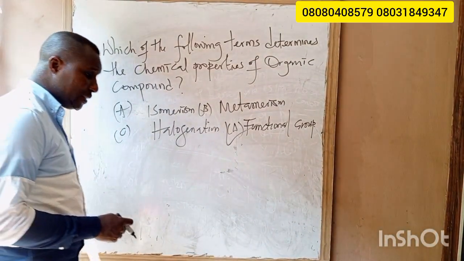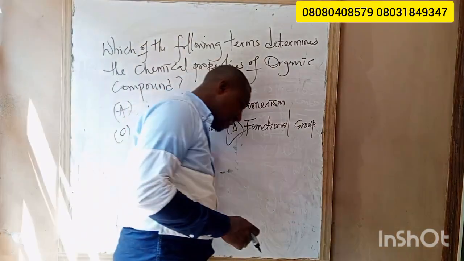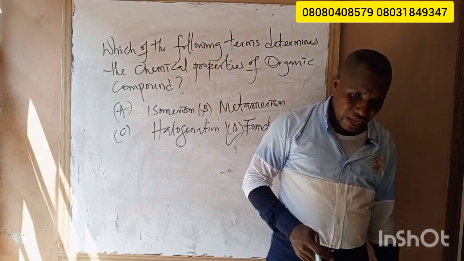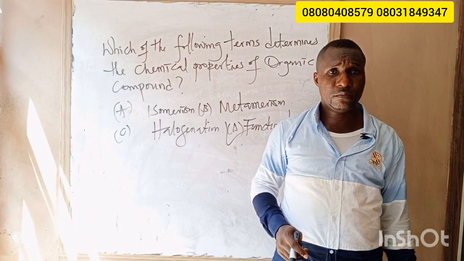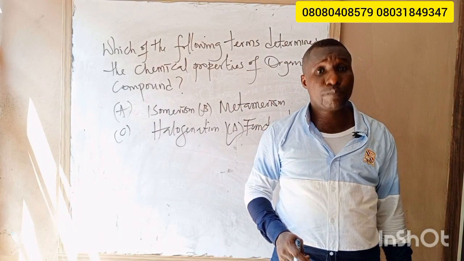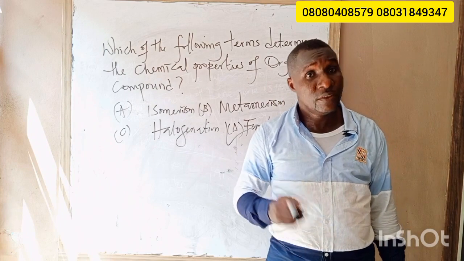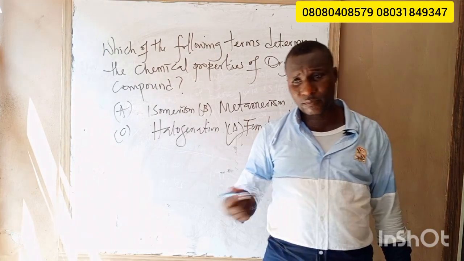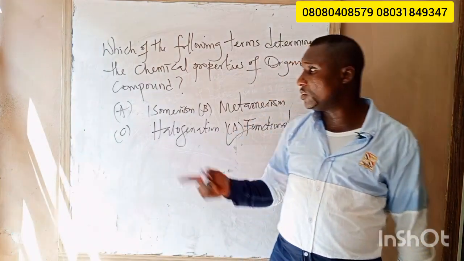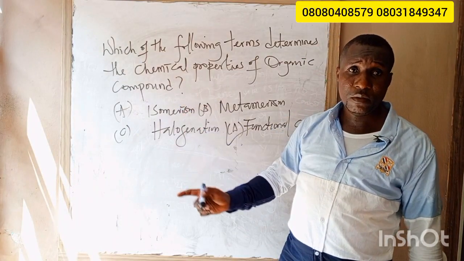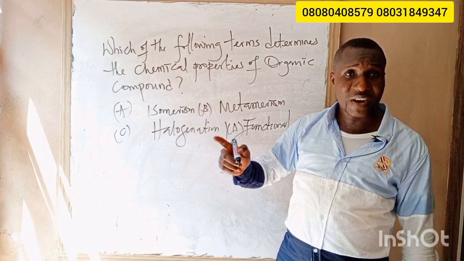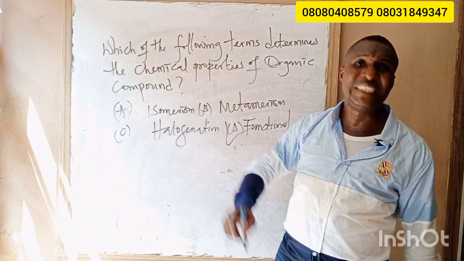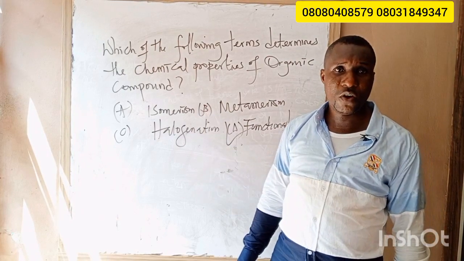That determines the chemical properties, and it can also determine general properties, and physical properties, of an organic compound. That's why sometimes in the JAMB question they put "determine chemical property." But it could be given as what? The group of radicals or atoms that determine the properties of an organic compound.